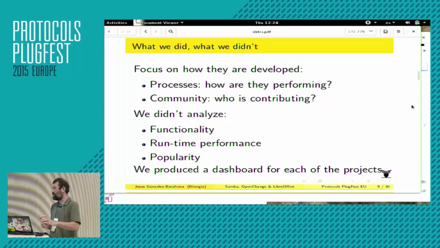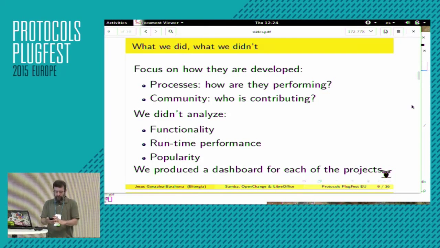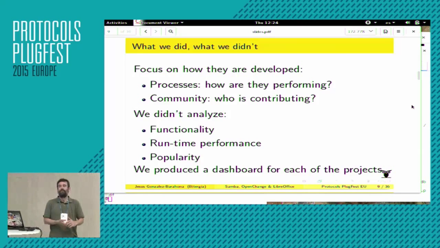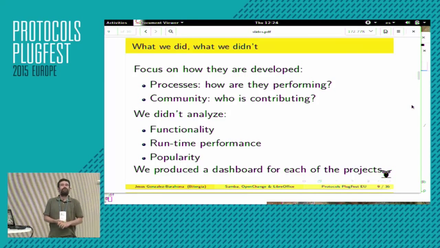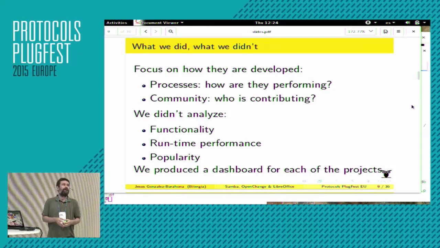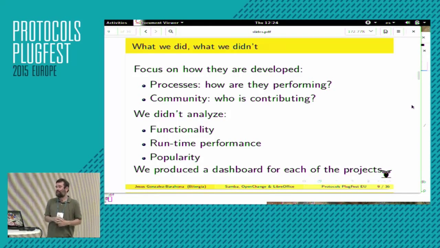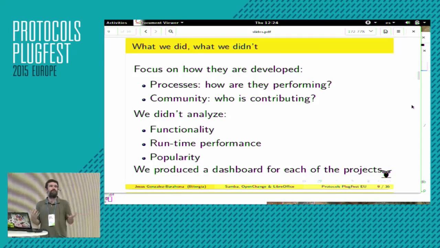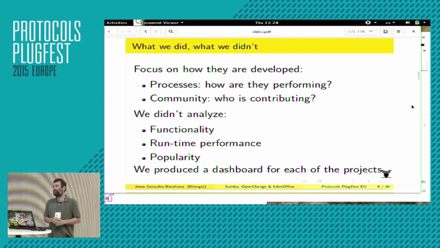So what did we do exactly? First of all, we didn't analyze things like functionality, performance at runtime, or popularity, things like that. We have concentrated on analyzing the development process. And for that, we are studying in these slides mainly two parameters. One is process, how they are performing, things like activity, or how they are performing in bug closing or in code reviewing, and community, who is contributing, different parameters about that.